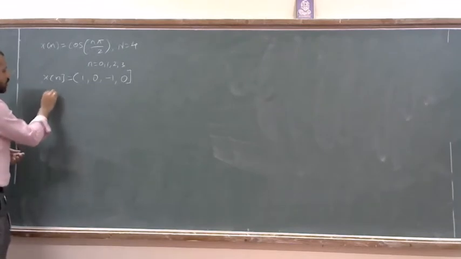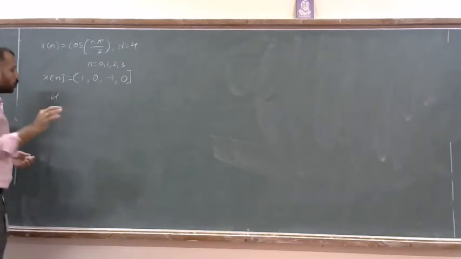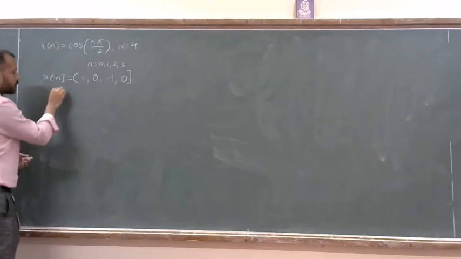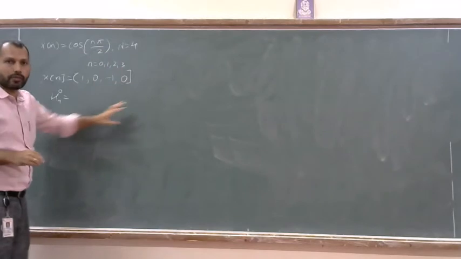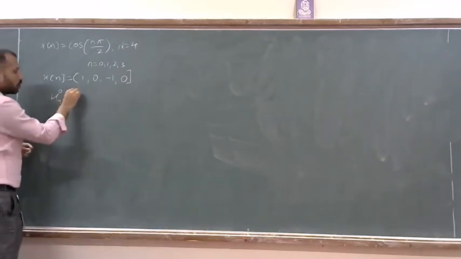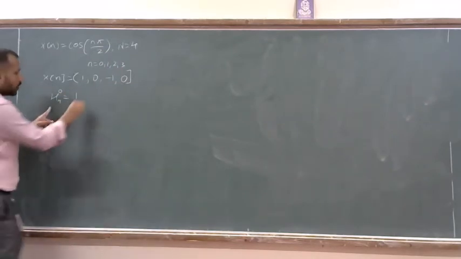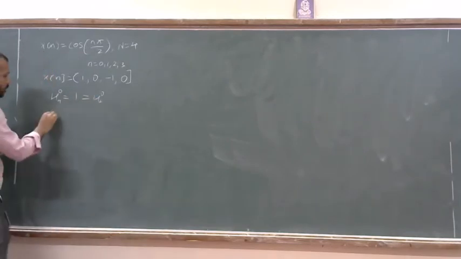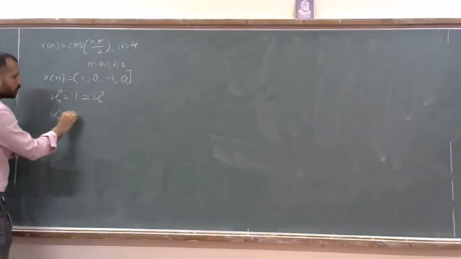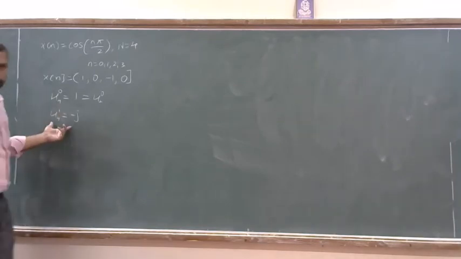Here we'll be requiring two twiddle factors, because capital N is 4, so N by 2 twiddle factors will be used. Those are W4^0, whose value is equal to 1, which is equal to W2^0 as well, and the second one, W4^1, which is minus j.